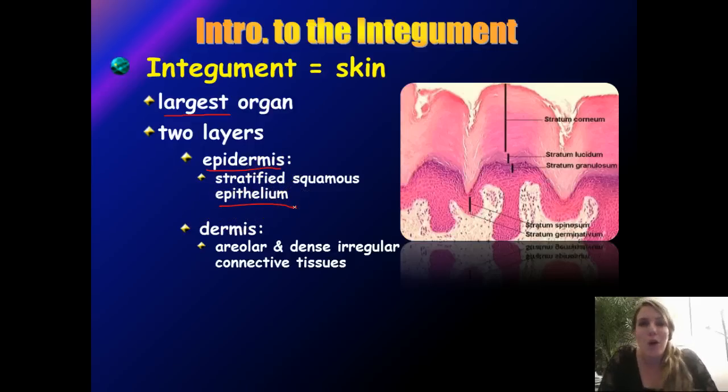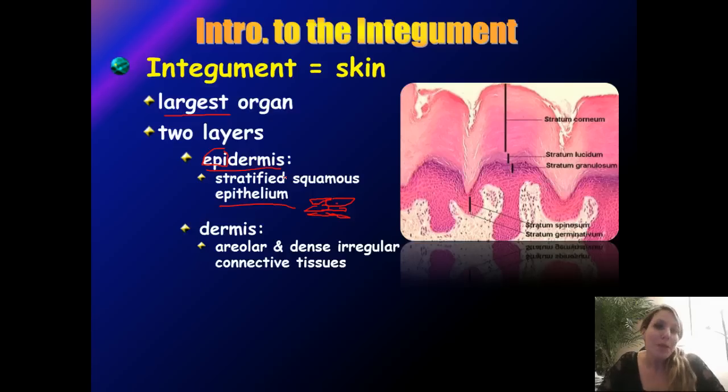So you already know from our discussion of tissues what stratified squamous epithelium is. We already said squamous cells are kind of flat, so these are your squamous cells. Of course, they each have a nucleus, but they're in multiple layers, and that's what makes it stratified. So the epidermis, epi of course means upon, dermis just means skin. So the epidermis is the layer that consists of stratified squamous epithelium.